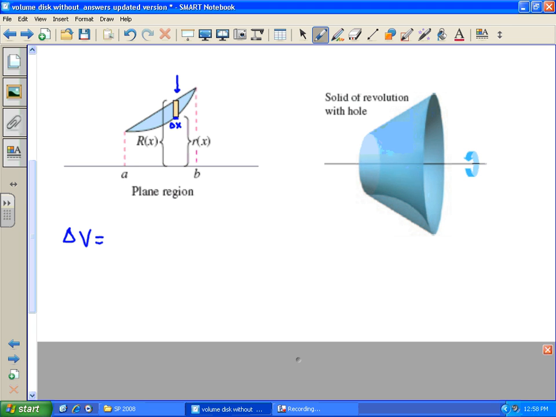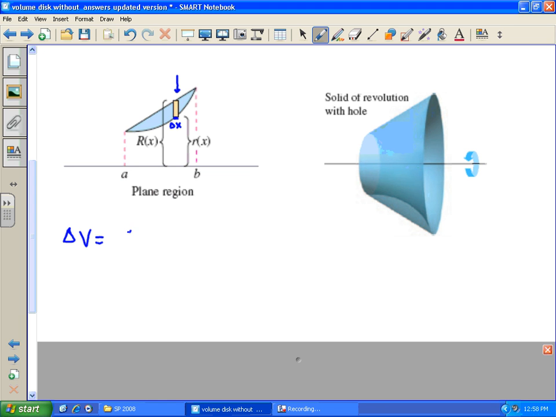And by the way, depending on where your rectangle is, the upper point and the lower point are changing, right? But just know that the upper function is given by y equals capital R of x, and the lower function is given by y equals the small r of x. So with that understanding, how would you set up the volume of one single washer?